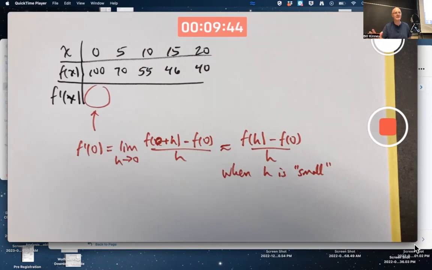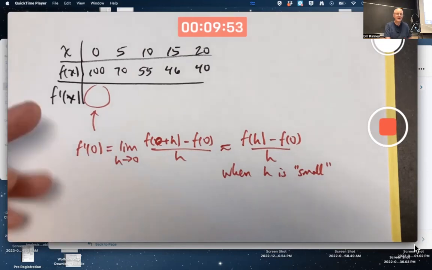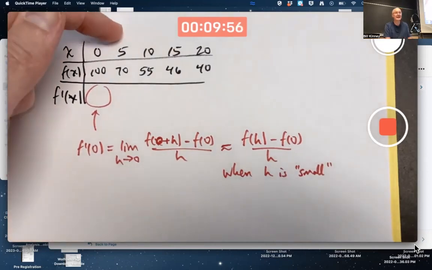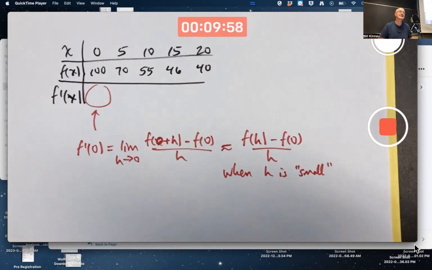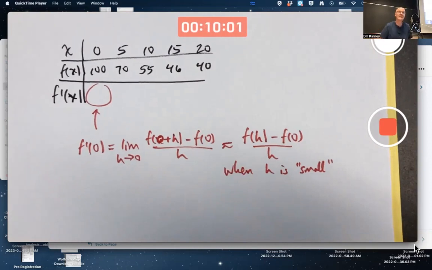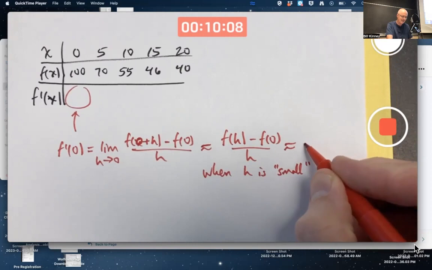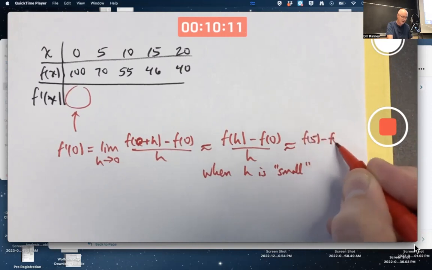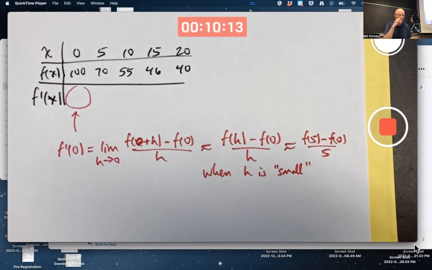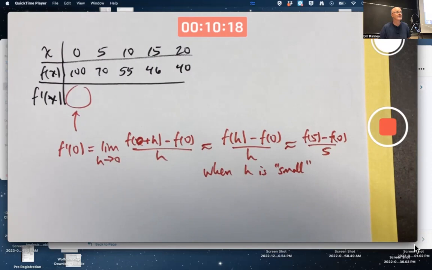Usually, for most functions we encounter that model something reasonable in real life, 0.01 is probably small enough. Maybe even 0.1. But here we don't even have values close to 0. We got the next values at x equals 5. So that's the best we can do. That's our best measure of small given the limited information that we have. So for this problem, we would have to approximate it as f of 5 minus f of 0 divided by 5. We'd have to take h to be 5, which is not typically considered to be a very small number. But it's the best we can do.